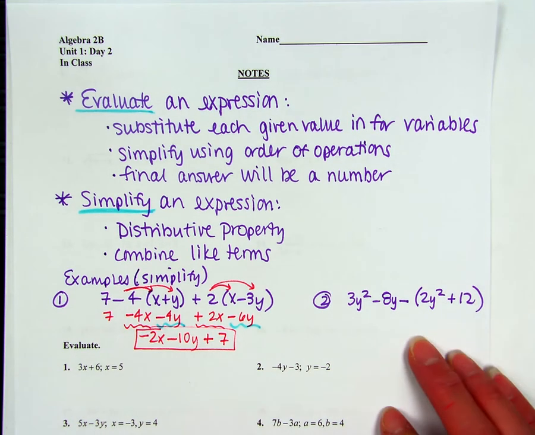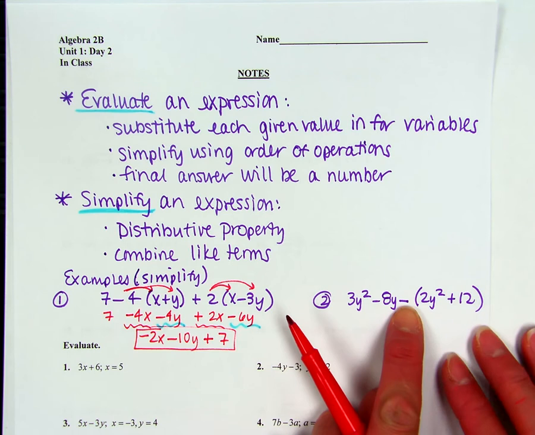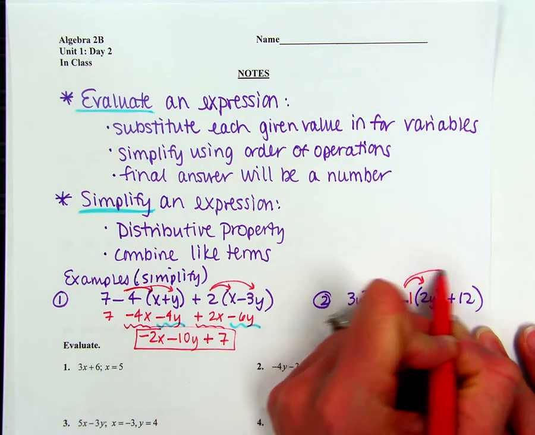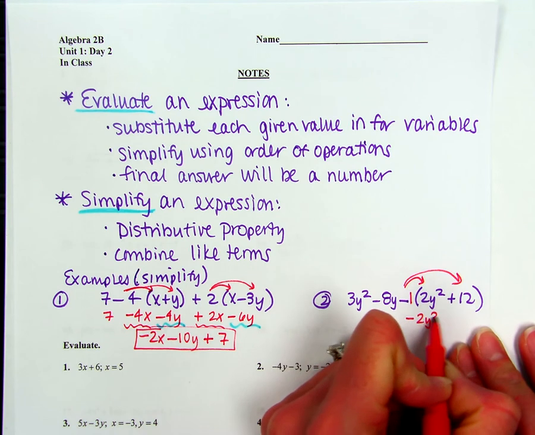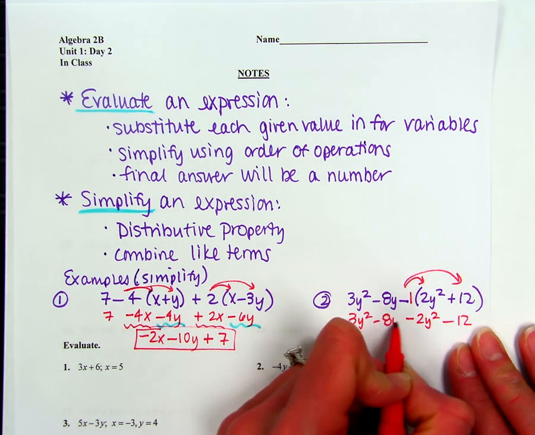Problem number 2 is also distributive property. Now, the only thing I'm distributing is this negative sign, which we should know is a -1. So I'm going to distribute that. -2y squared minus 12. And then I'm going to bring down the rest of the problem.